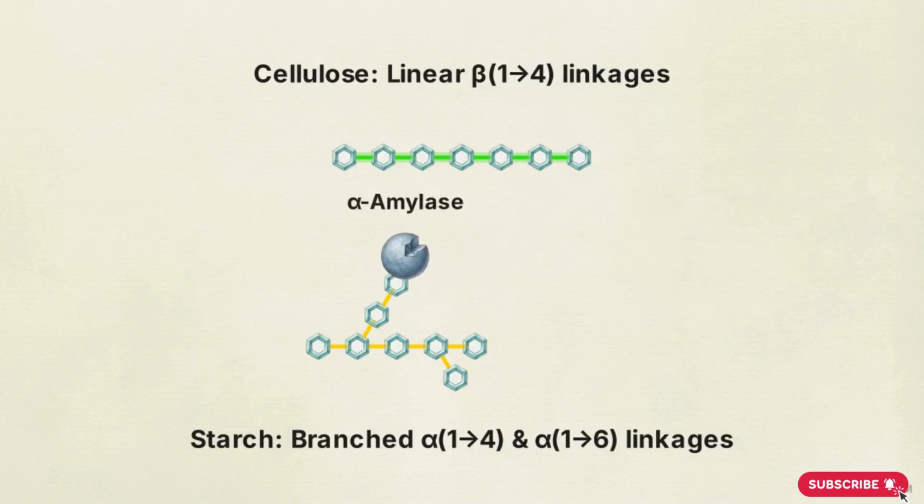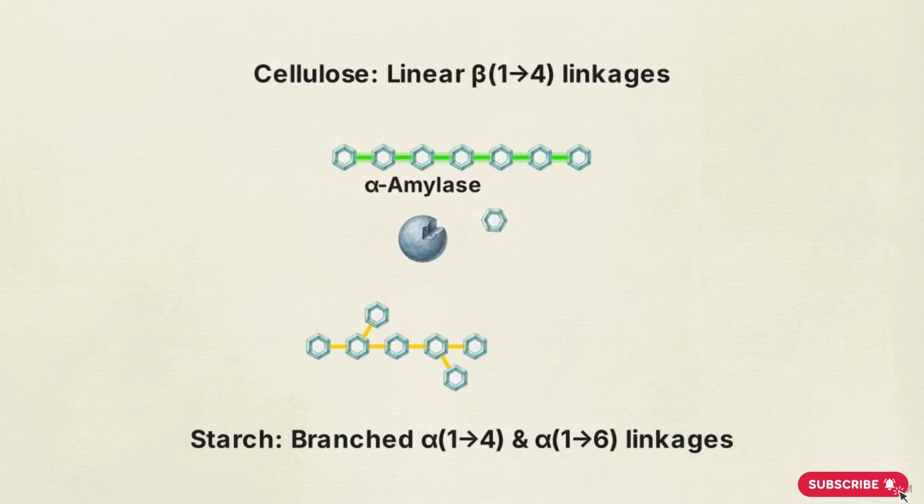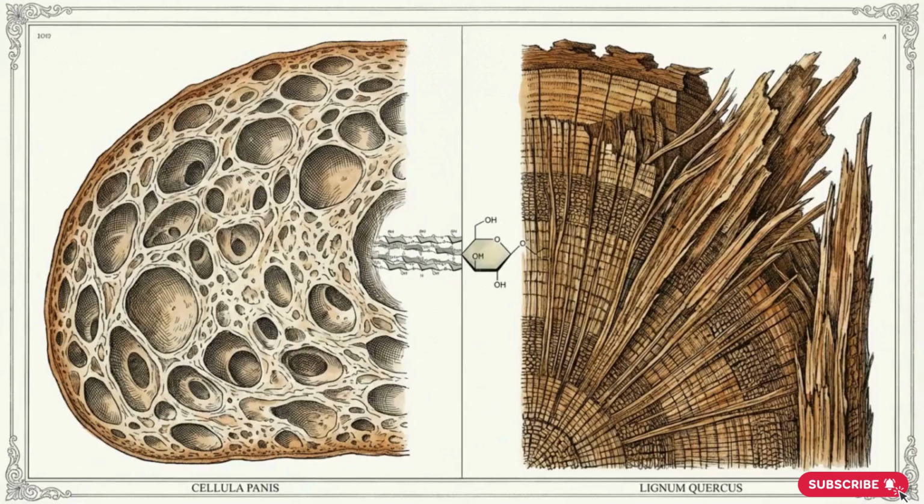Mammals possess the alpha-amylase enzyme required to break down starch into glucose, but entirely lack the beta-glucosidase required to sever the bonds in cellulose. A geometric difference of a few atomic degrees renders one molecule food and the other wood.